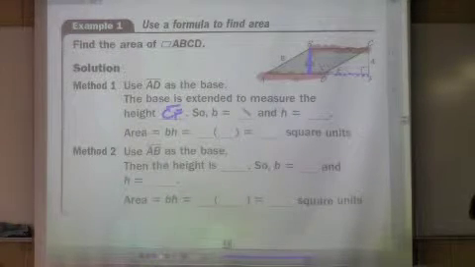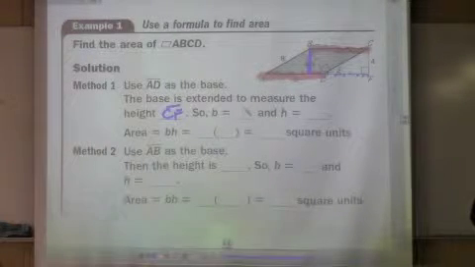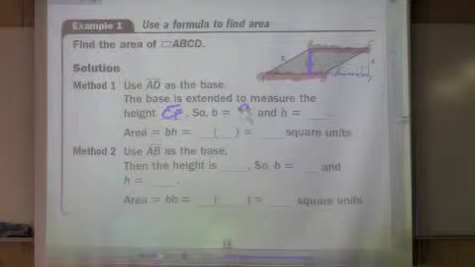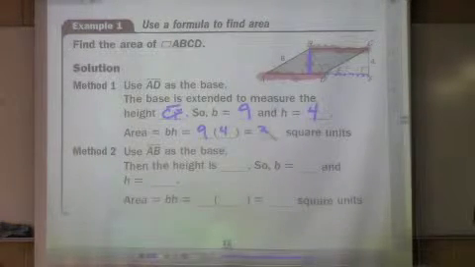So the base we've got is what? If we're using AD as the base, it's 9. The height is 4, I'm just plugging and chugging, 9 times 4, 36 square units.